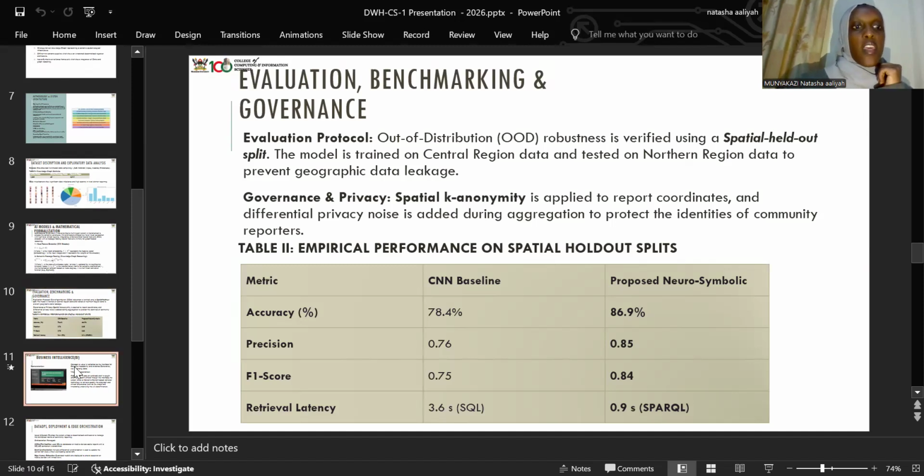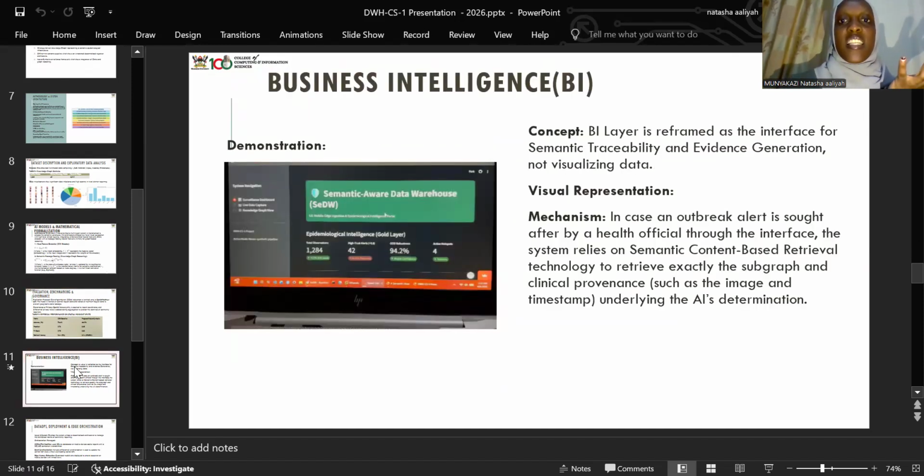Then I'll talk about business intelligence. In our work, business intelligence is treated as a semantic evidence generation layer, rather than just a simple visualization. When a health official investigates an outbreak alert, the system retrieves the exact semantic subgraph and provenance information responsible for the prediction. This improves explainability, traceability, and trust in AI-assisted epidemiological decisions.